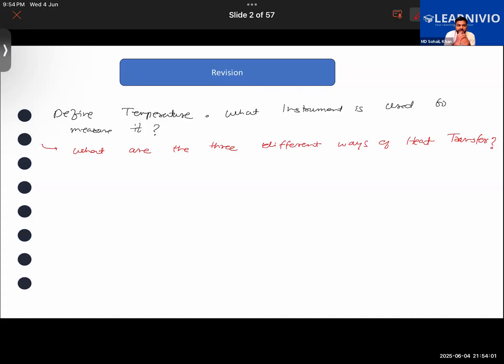Thermometer. What are the different types of thermometers? Celsius, Fahrenheit, and Kelvin. That is the scale of temperature. Clinical thermometer. Physical thermometer. Next is laboratory thermometer. There's one more, by the way. Digital. Okay, digital, you can also say that. Then maximum and minimum thermometer also, no? Yes, maximum and minimum thermometer.